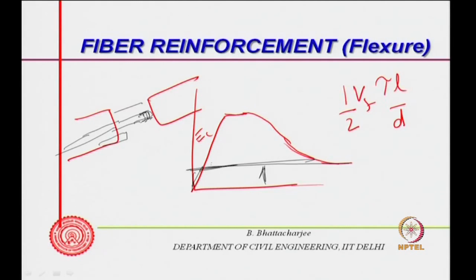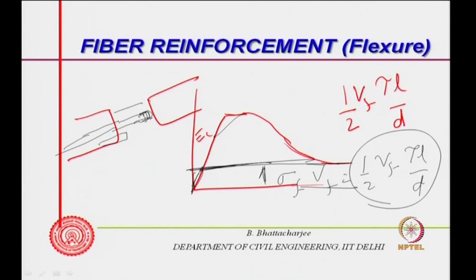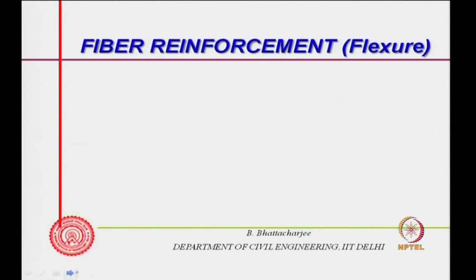So, stress strain behavior, idealizing it something like this, this will be simply sigma f V f, which will be equal to half V f tau L by d. So, I can safely assume a long deformation, long extension with this kind of strength available. So, long elongation I can assume. So, stress strain curve I can idealize like this.